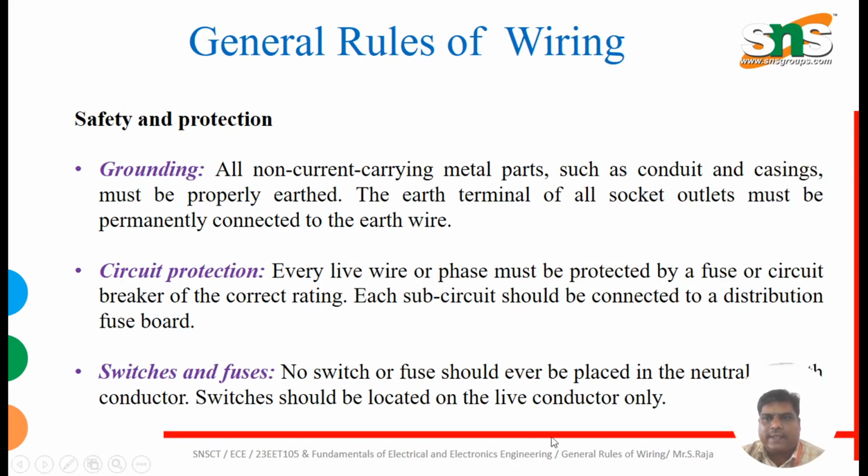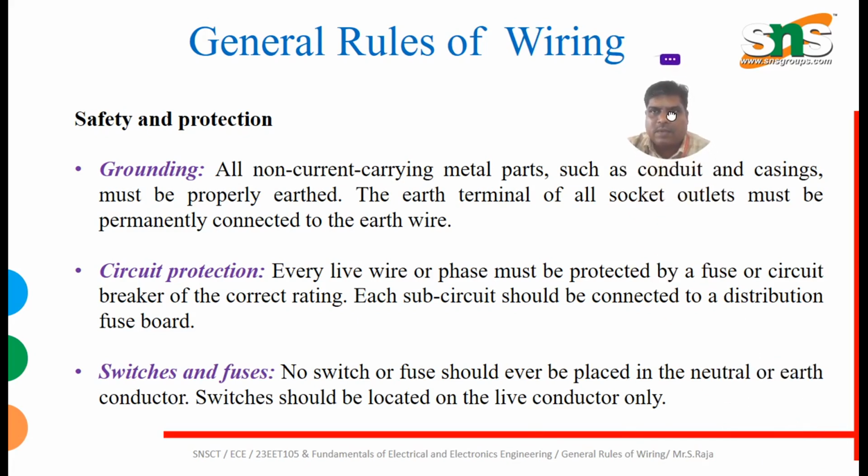General rules of wiring. Safety and protection. Grounding: all non-current carrying metal parts such as conduits and castings must be properly earthed. The earth terminal of all socket outlets must be permanently connected to the earth wire. Circuit protection: every live wire or phase must be protected by a fuse or circuit breaker of the proper current rating. Each sub-circuit should be connected to a distribution fuse board.